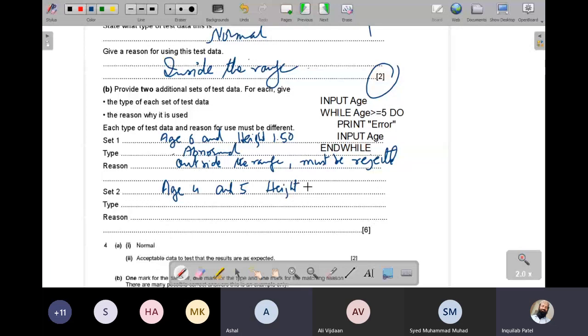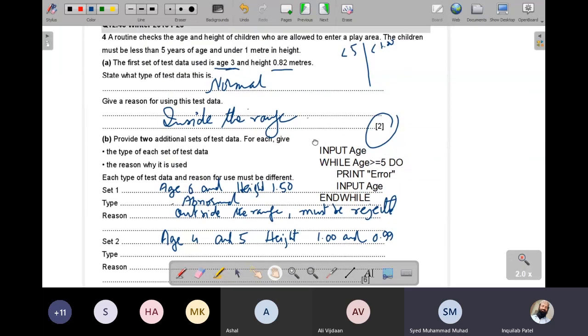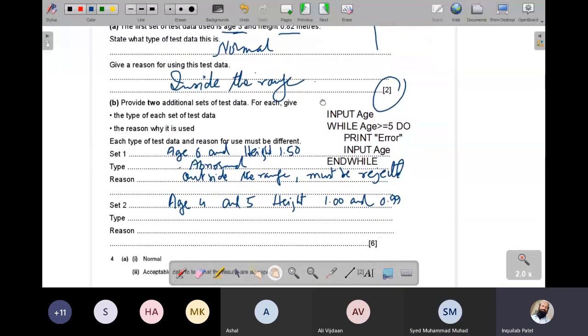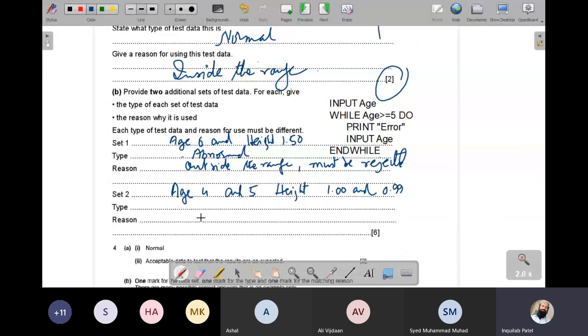And height? For height we can take 1, yes. But we cannot use 1.00 and 0.99. 0.9, no, they have used 2 decimal places now, beta. They have used 2 decimal. 0.99, right? So what will we say? This is boundary data. We will write boundary data.